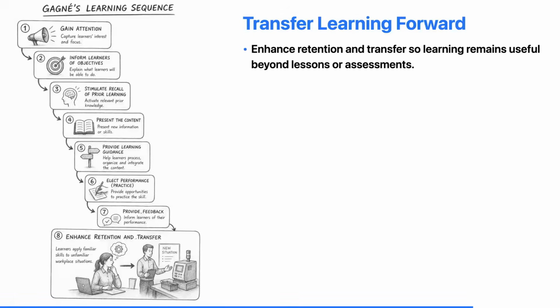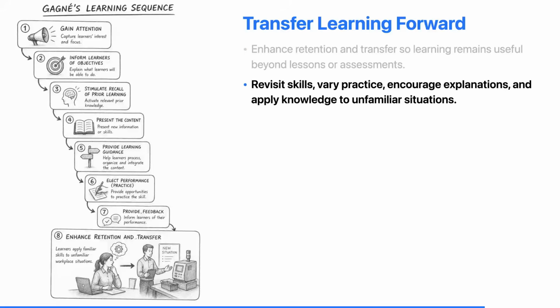The final event is enhancing retention and transfer, ensuring that learning remains useful beyond the immediate lesson or assessment. Tutors can support this by revisiting important skills, varying practice contexts, asking learners to explain their decisions, and setting tasks that require them to adapt what they know to unfamiliar situations.